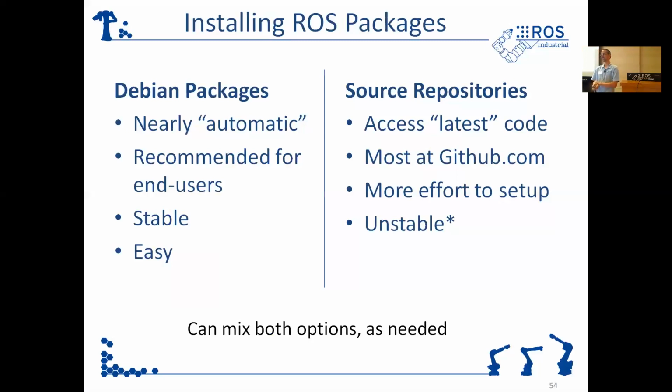There's more effort to set things up and build from source. I'm not going to go through that because it's time consuming. And like I said, I recommend doing it from Debians. And yeah, they're unstable. The cool thing is you can mix and match. You can download some stuff from source, and you can download some stuff from Debians, and that stuff knows how to work together within ROS. There's no real tricks to that. That's not 100% true. There are some times when that breaks, but it's mostly true.